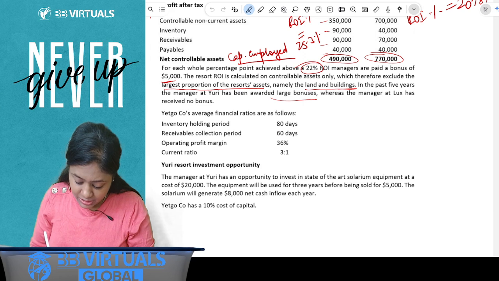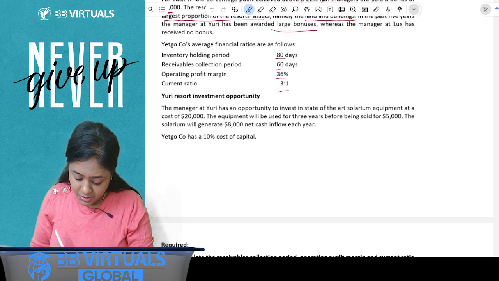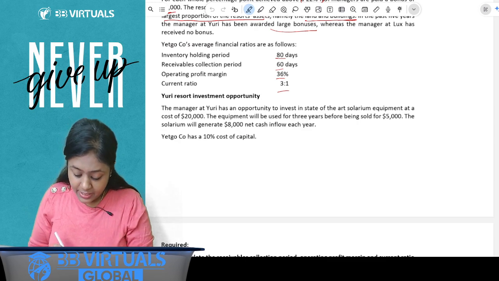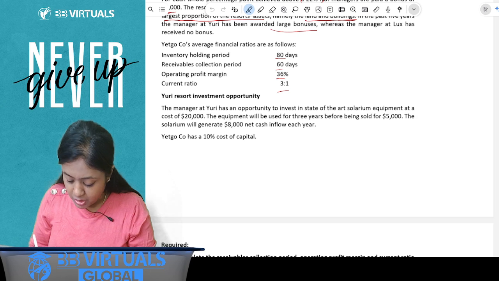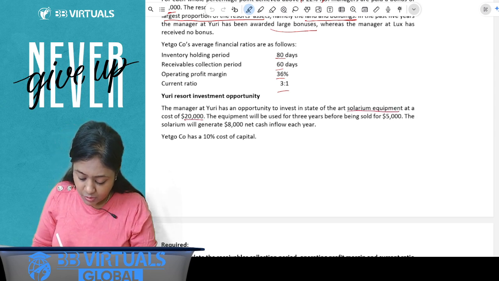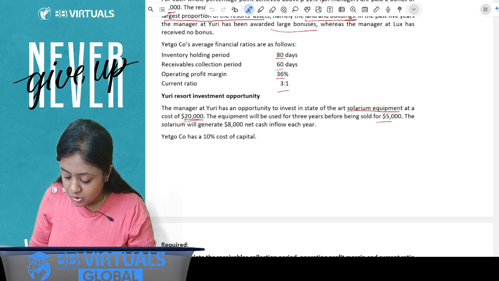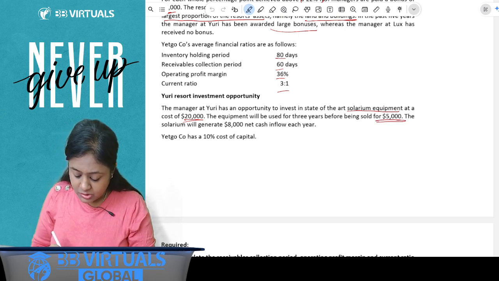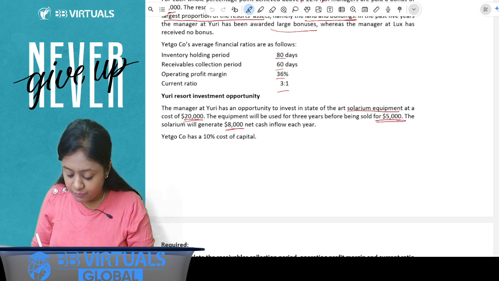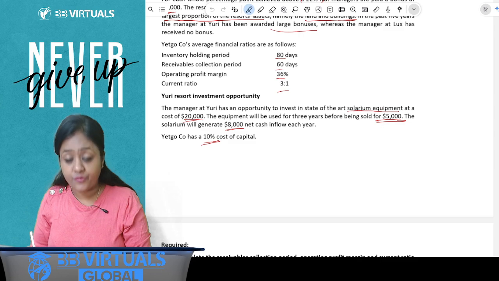Yetco's average financial ratios are given to you here. Yuri has investment opportunities in the resort. The manager at Yuri has an opportunity to invest in state-of-the-art solarium equipment at a cost of 20,000. The equipment will be used for 3 years before being sold off for 5,000. The solarium will generate a net cash flow of 8,000. Yuri has a cost of capital of 10%.